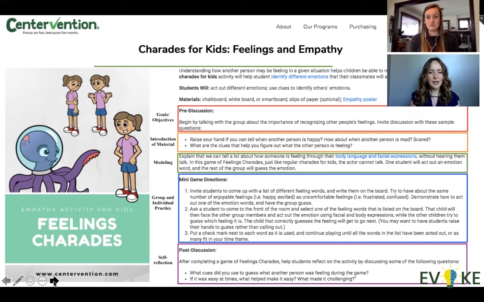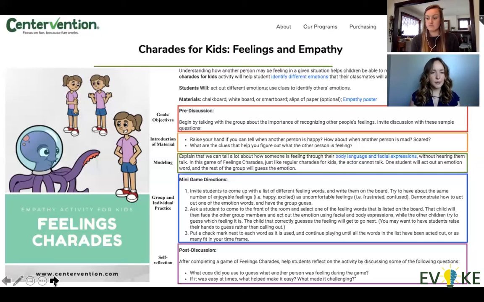As you can see in the red box, it says a pre-discussion. You talk to them first about the importance of recognizing other people's emotions. This is the goal or the objective, helping them understand why it is important to do this. And then you have the introduction of the material. They have a discussion on what emotions are, what they might look like, and how to tell what emotions people are having.